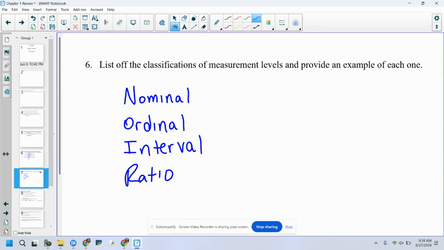Okay, nominal. Provide an example of nominal. Tell me your favorite TV shows. I'm not asking you to rank them. I'm just saying give me 3 of your favorite TV shows. Give me 10 of your favorite movies. That's just nominal, right? Tell me the classes that you take. Nominal.